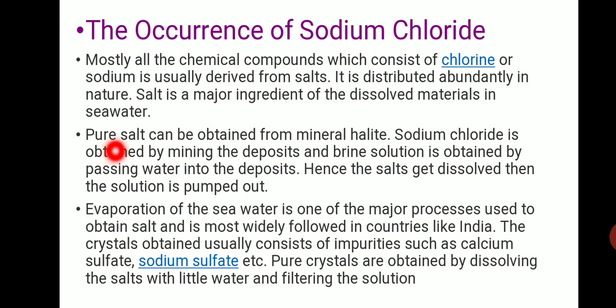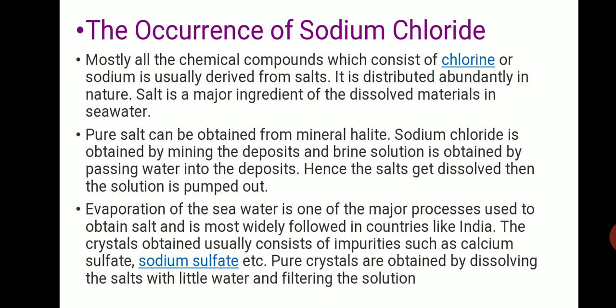Then pure salt can be obtained from the mineral halite. That means underground deposits. In the underground deposits of common salt, found in many parts of the world, the large crystals of common salt we call rock salt. So rock salt is usually brown in color. Why is it brown? What we use in our house is white in color. So the actual salt color is brown. Why is it so? It is due to the presence of impurities.